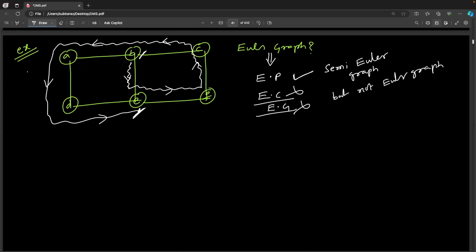So Shiva is saying one interesting thing. Sir, Euler graph means only concentrate on Euler circuit. Arey Shiva, how will you get Euler circuit without Euler path?